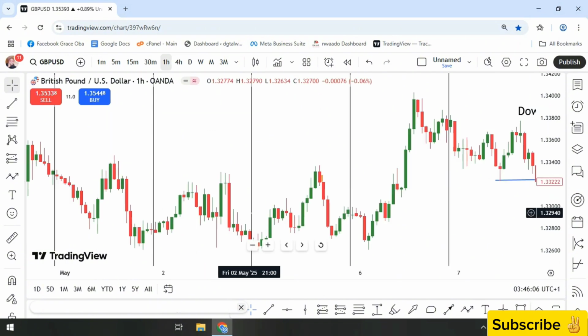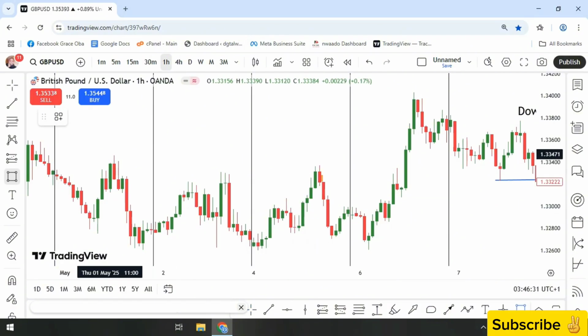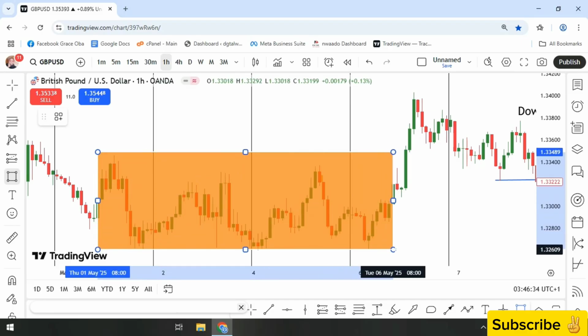Now for a consolidation, the market is not showing any distinct direction. And some of the characteristics of a consolidating market is that most times it has a sideways movement, right? There's no volatility, no clear trend, all right. For example, let me mark out this zone here. From here you can see that the market is not really showing any willingness to go in any direction.